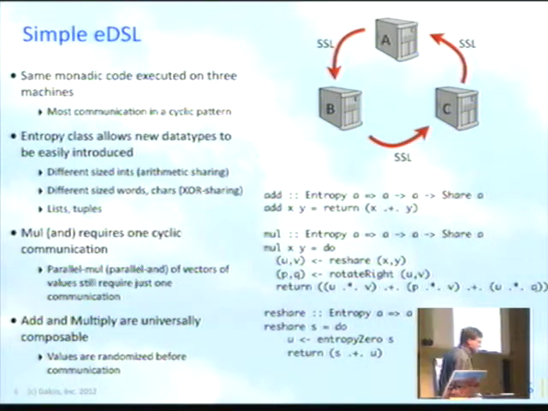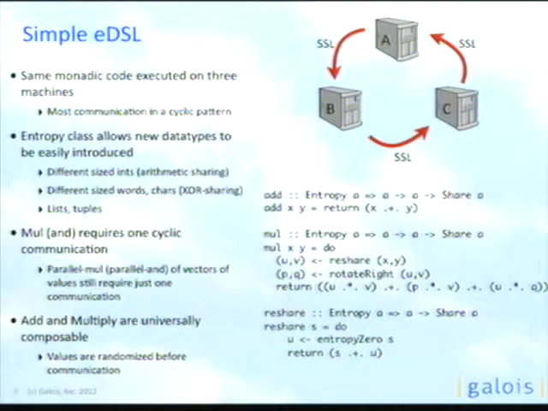as a sort of foundation of our work. And the intent is we write monadic code, and that same code gets executed on the 3 servers, and we built it all nicely with type classes so that we could introduce shares of new data types and things like that. Addition is all done locally, as we saw, but multiplication, or if you generalize, if you think about just 1-bit things, that's just AND, the AND operation, it requires 1 cyclic communication.